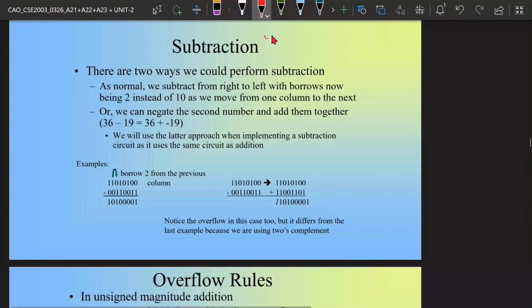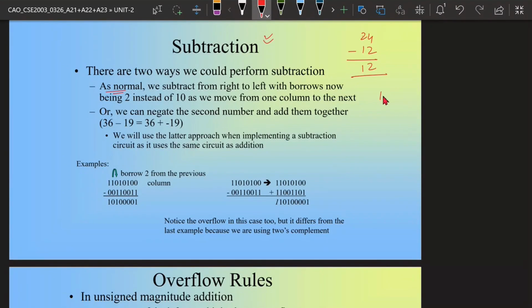So next is subtraction. Basically there are two different subtraction methods. One is the normal method that we usually do. Suppose we want to subtract 12 from 24: we subtract directly, 4 minus 2 is 2, 2 minus 1 is 1. That is the basic one.